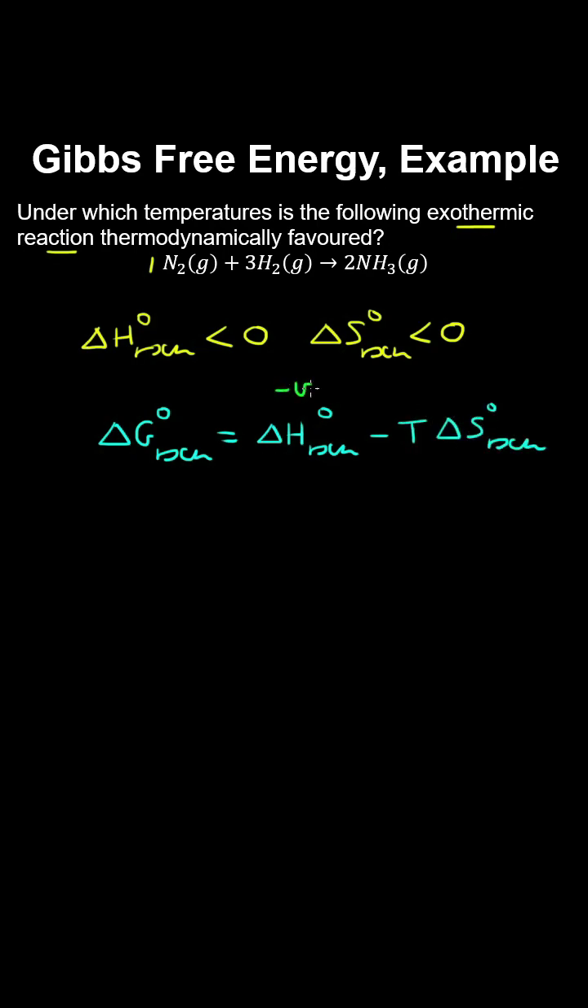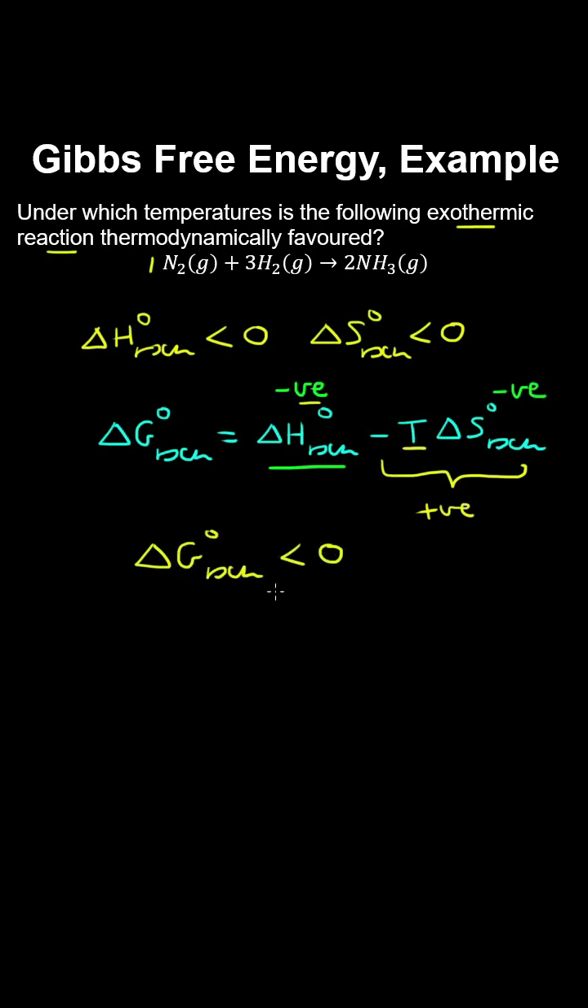And given that these values are both negative, then what we get is negative minus a negative, which will give us a negative value plus a positive value. And therefore, for the free energy change to remain less than 0, then this temperature must be low. So the reaction is thermodynamically favoured under low temperatures.